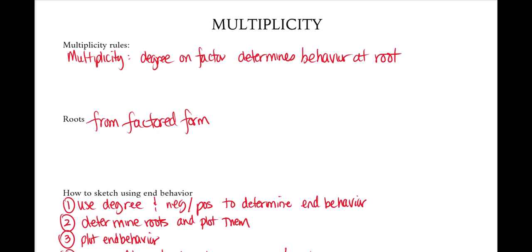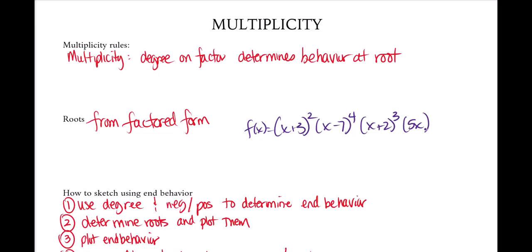In this video, we're going to talk about multiplicity and how it affects the behavior at each of the roots. So the first thing that we're going to do when we look at multiplicity is see what defines it. Let's say that I had a function f of x is equal to (x + 3) squared times (x - 7) to the fourth times (x + 2) cubed times 5x itself.